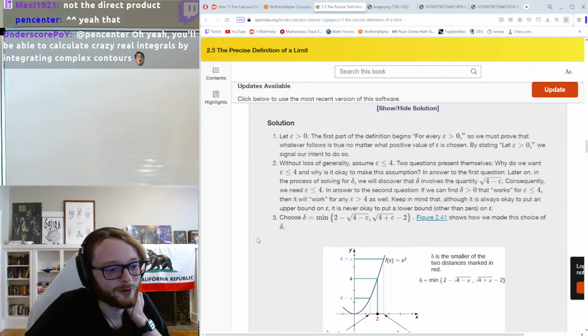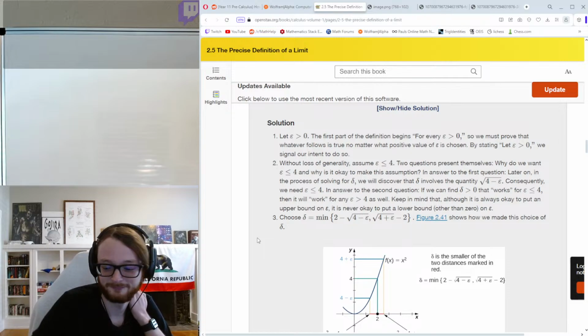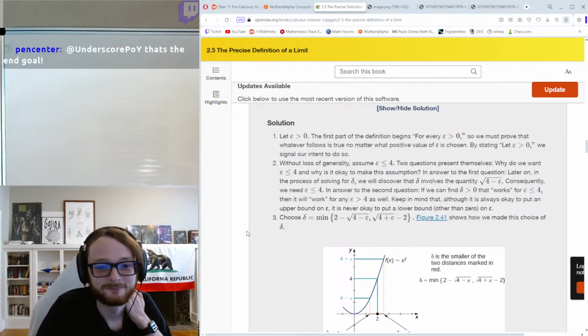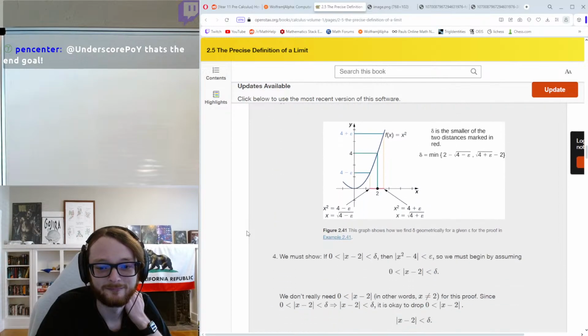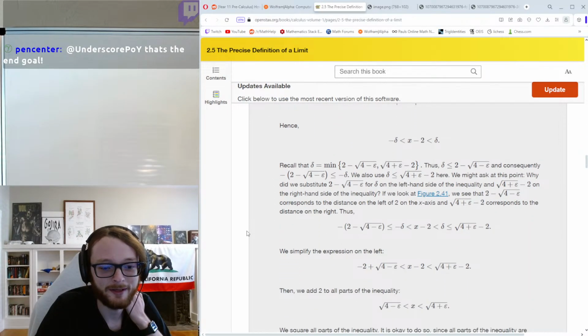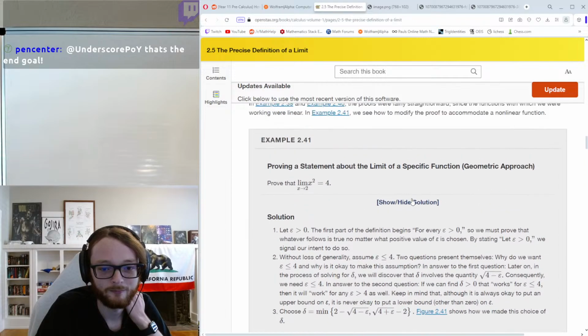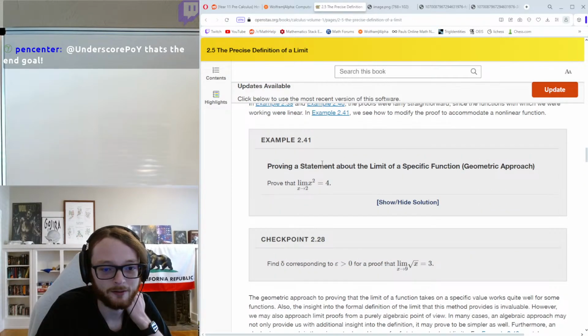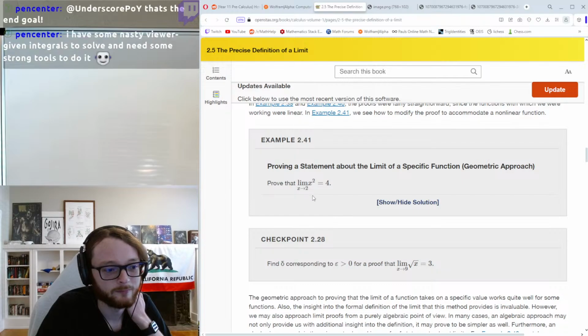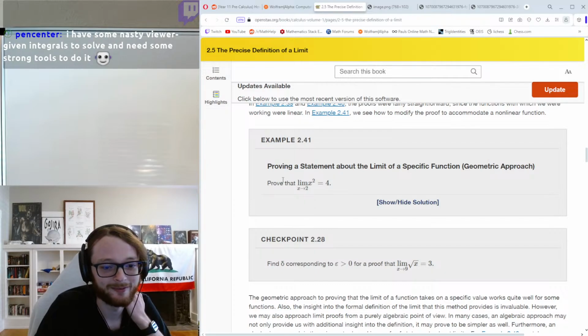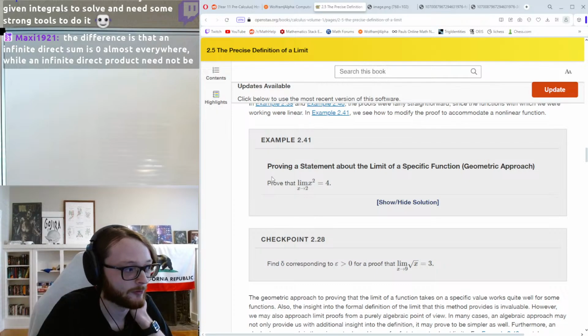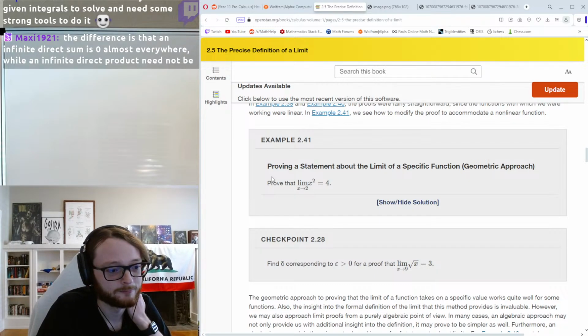You're able to calculate crazy real integrals by integrating complex contours. Ooh. So I think I feel satisfied with this quadratic epsilon delta problem. Some nasty viewer given integrals to solve, and you need some strong tools to do it. Oh, okay. I honestly assumed you were talking about the complex variables class, but that makes even more sense. You have those complex integrals to solve as well.